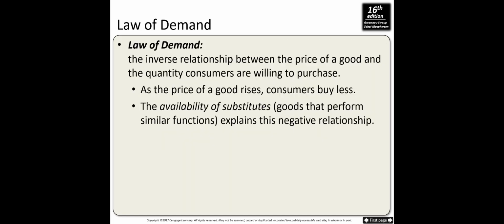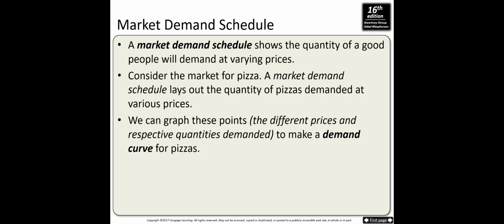Let's start with the first terminology, law of demand. The inverse relation between the price of a good and the quantity consumers are willing to purchase. As the price of a good rises, consumers buy less. Just think about yourself. When you go to a grocery store, the first thing you check probably is the price. And if the price of a good increases more than you expect, then you might choose some other cheaper alternatives to purchase. So the availability of substitutes, goods that perform similar functions, explains this negative relationship.